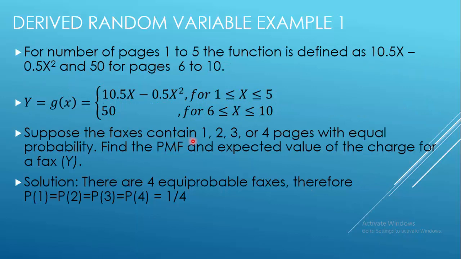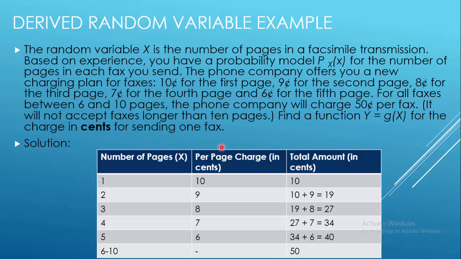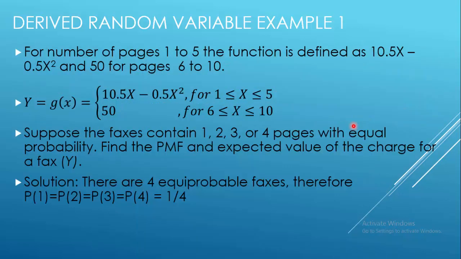Suppose the faxes contain 1, 2, 3, or 4 pages with equal probability. Now we are going to find the PMF, and we are assuming that the number of pages is 1, 2, 3, or 4. So it can be 1 page, 2 pages, 3 pages, or 4 pages. That's the maximum limit of the number of pages. Find the PMF and expected value of the charge for a fax Y. Here X represents the number of pages, and Y represents the charge we have to pay for the fax.